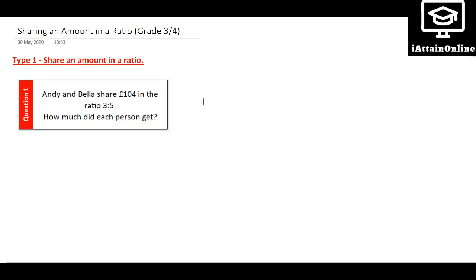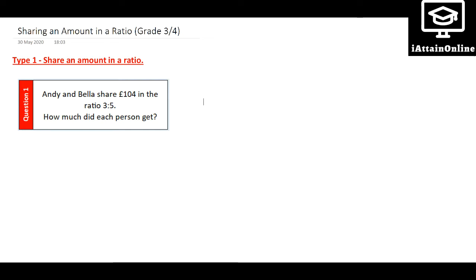Okay, so the first type of question you could be asked to do is you're given an amount and asked to share it between 2 or more parts of a ratio. In this case, Andy and Bella share £104 in the ratio 3:5, and we're being asked to find out how much each person got. So the first thing to realise here is just because 2 people split some money, it does not mean they get exactly half each, and that's what ratio is all about.